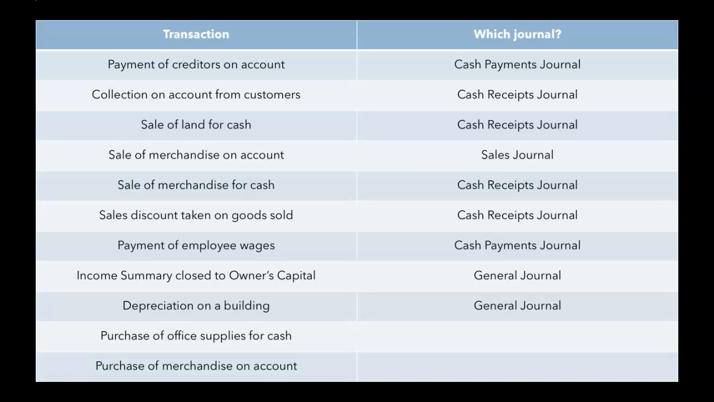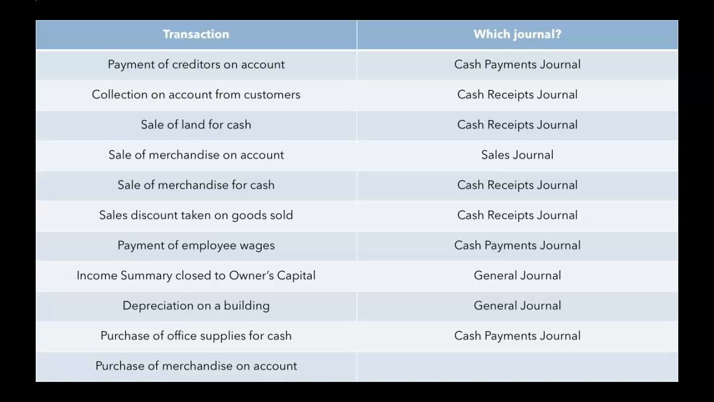Now, the purchase of office supplies for cash. We might be thinking purchases journal off the bat, right? Because we see the word purchase. But here, it's not on account and it's not dealing with merchandise. So we can toss aside the idea that it will go into the purchases journal. Instead, we see that it's involving cash. And if we're making a cash purchase, we know that we are the one having to pay the cash. So this goes into the cash payments journal.